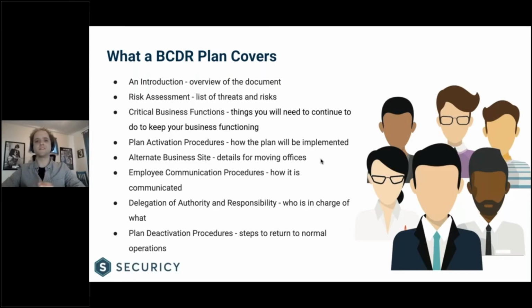The next section will be a risk assessment. This will be a list of all the threats and risks that would make you implement the plan, anything from a flood, a fire, COVID-19, a pandemic, that sort of thing. So addressing all those risks and doing an assessment on them, what are the chances that they could occur, and then finally addressing each of them individually. The next will be listing out your critical business functions. These are the essential things that your business must maintain in order to continue functioning. We will cover a few examples later on.